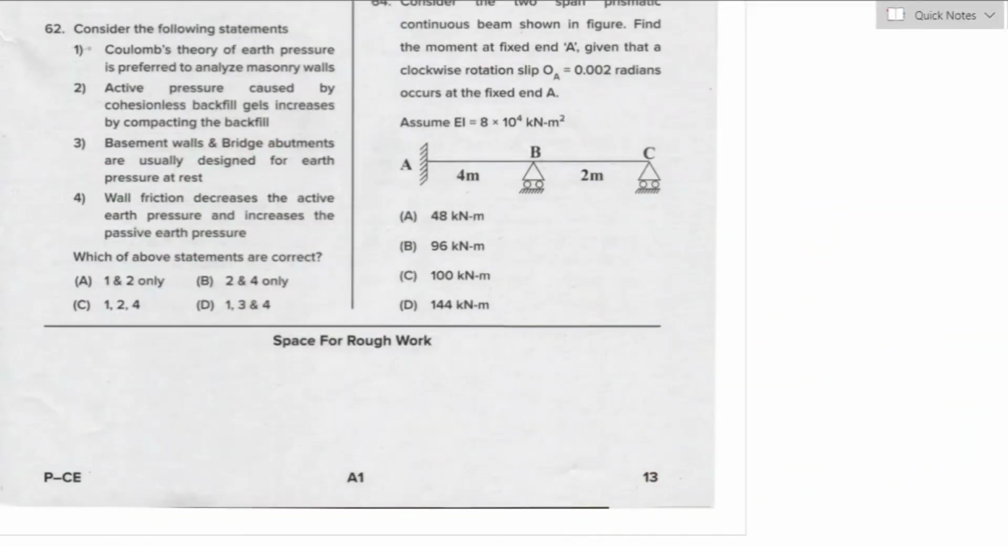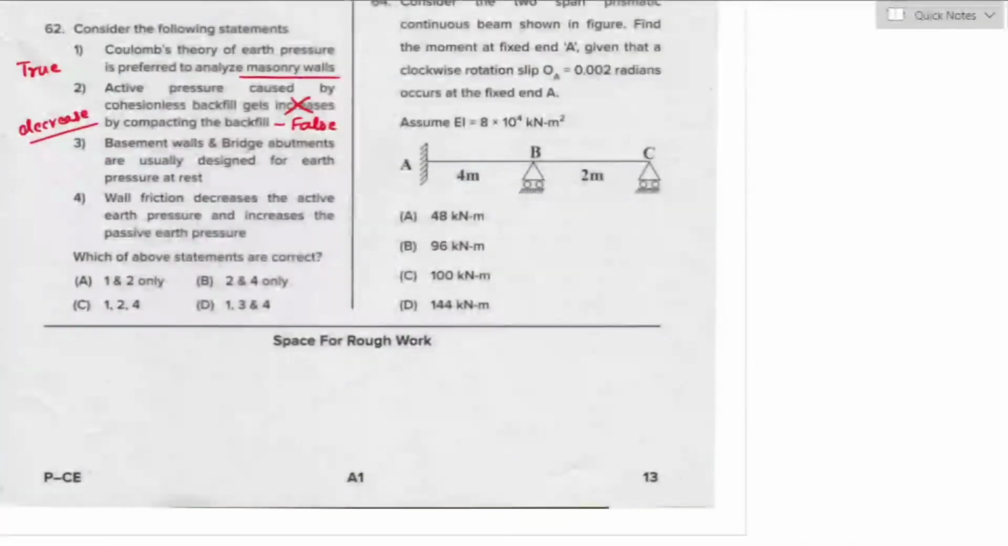Question number 62. Consider the following statements. Statement number 1. Coulomb's theory of earth pressure is preferred to analyze masonry walls. This statement is true. Statement 2: Active earth pressure caused by the cohesionless soil backfill gets increased by compacting the backfill. Statement is false, because active earth pressure caused by the cohesionless soil backfill gets decreased by compacting the backfill. So this statement is false.